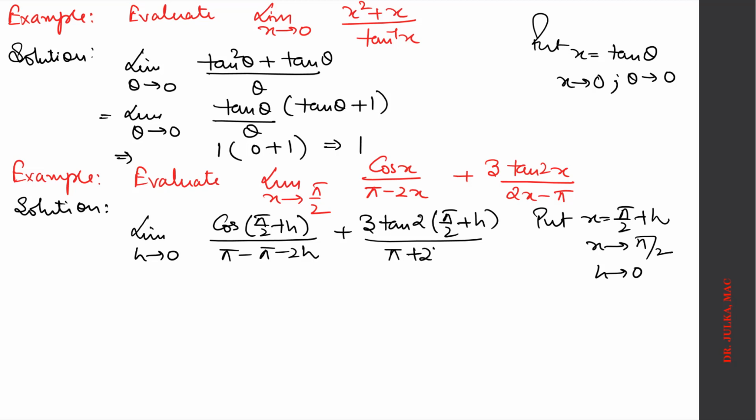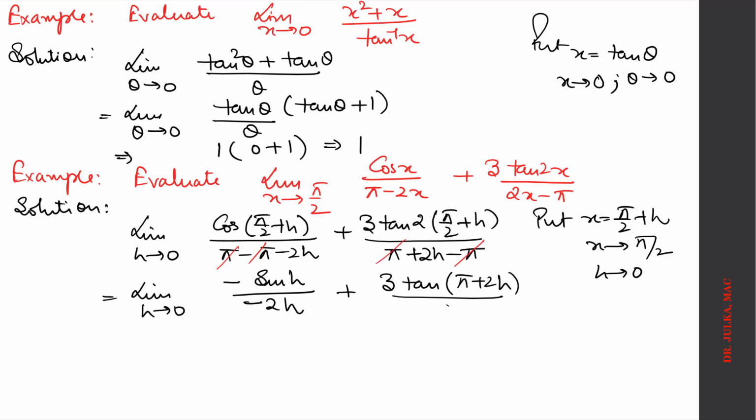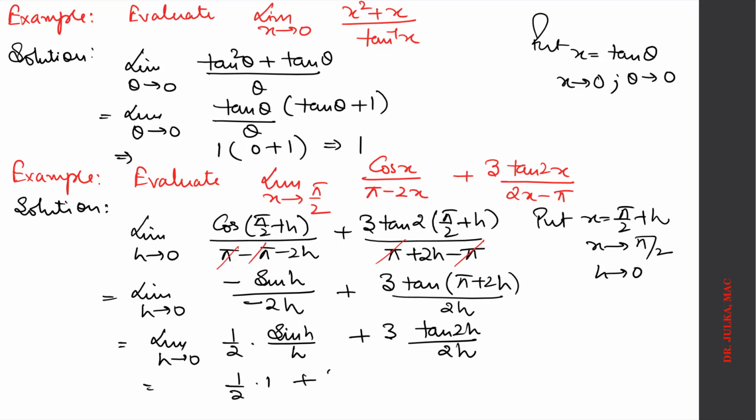We know that cos(90 plus theta) is minus sin theta. So we have minus sin h upon minus 2h. Tan(180 plus 2 theta), or tan(180 plus 2h), is tan 2h. So now we have in the second part tan 2h divided by 2h. And after simplification we get the answer 1 by 2 plus 3, which equals to 7 by 2.